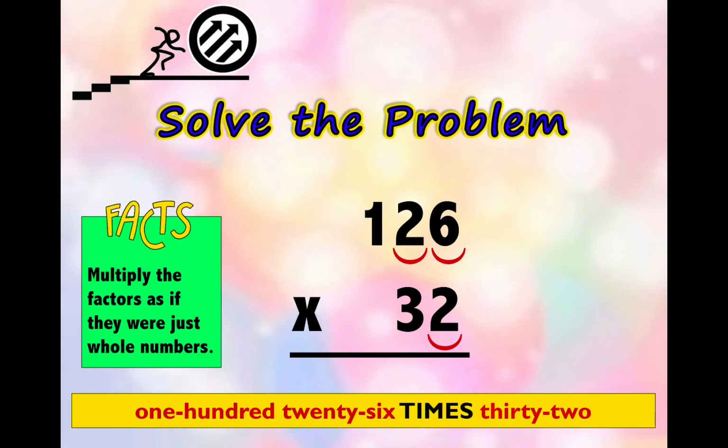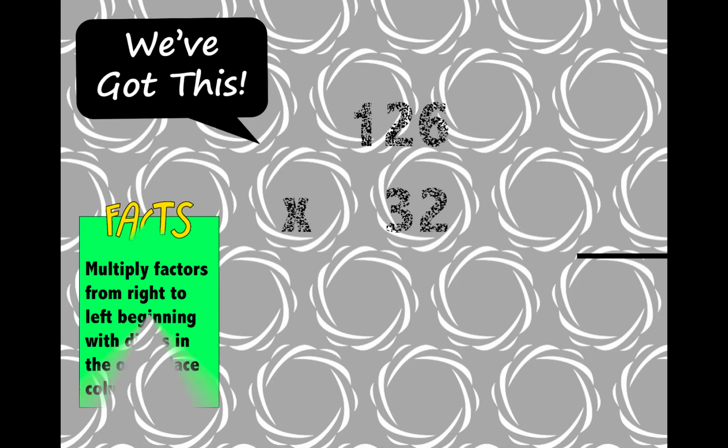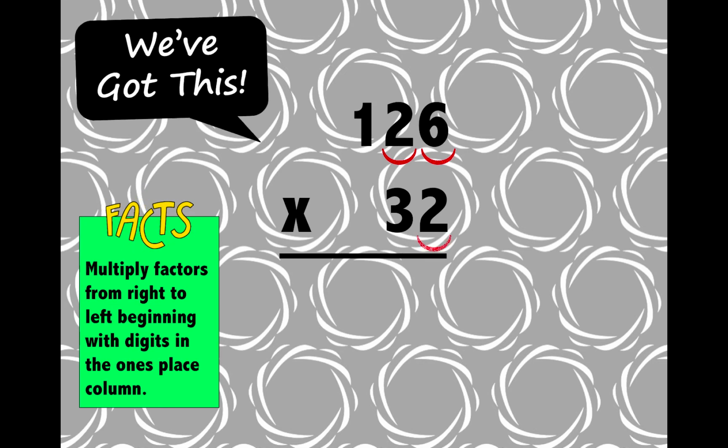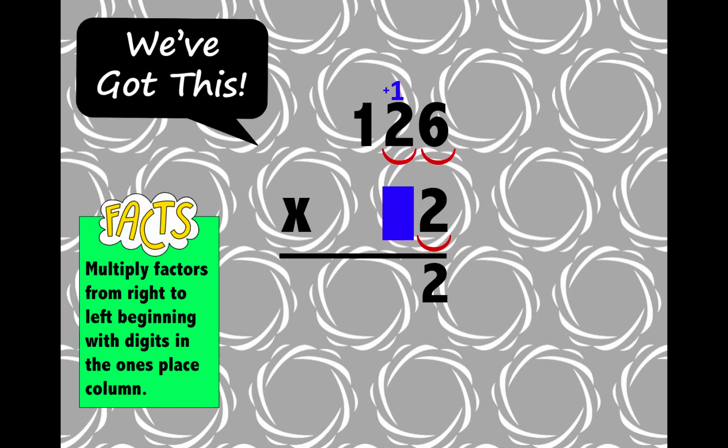We've got this. Facts. Multiply factors from right to left, beginning with digits in the ones place column. Here we go. 6 times 2 equals 12. 2 in the ones place value column, group the 1 to the tens place column. 2 times 2 equals 4, plus the 1 we carried equals 5. Next, 1 times 2 equals 2.